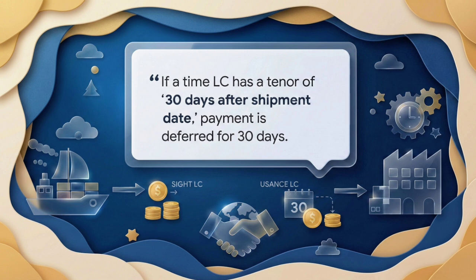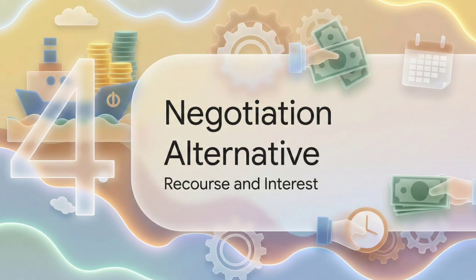And this timing is calculated really precisely. For example, if the letter of credit's tenor says 30 days after shipment date, that 30-day countdown starts on the exact day that the goods were shipped.